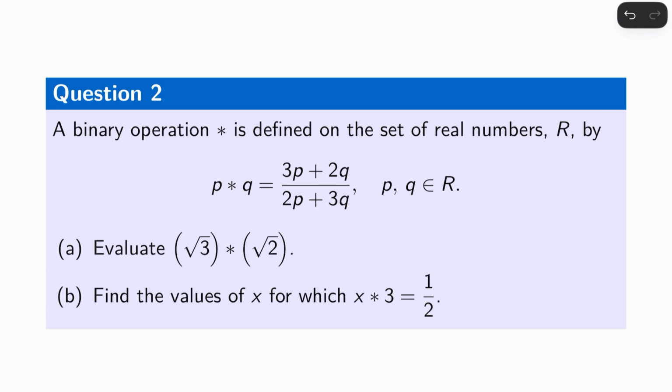Question number 2. A binary operation star is defined on the set of real numbers R by P star Q is equal to 3P plus 2Q divided by 2P plus 3Q, where P and Q are real numbers. A. Evaluate the square root of 3 star the square root of 2. And B. Find the values of x for which x star 3 is equal to 1/2.